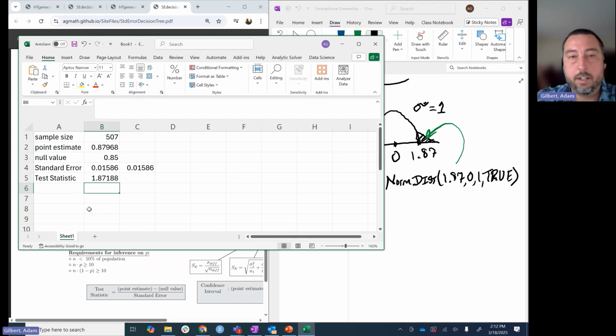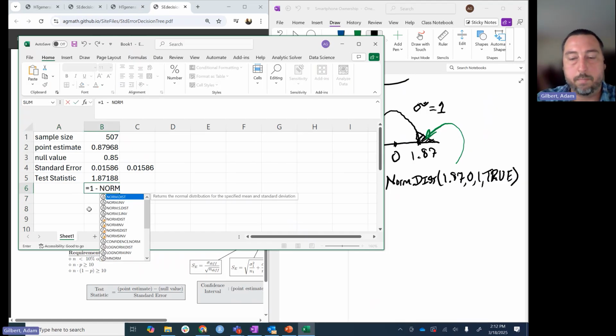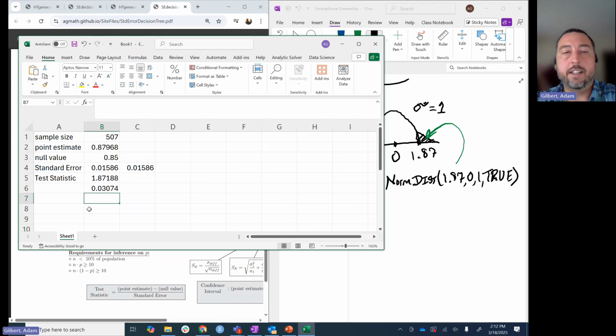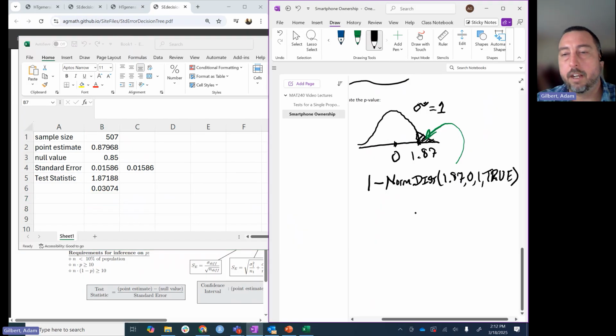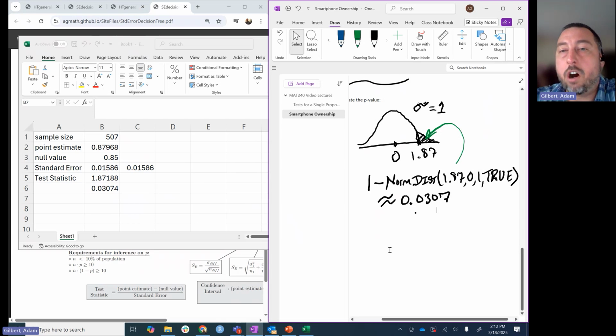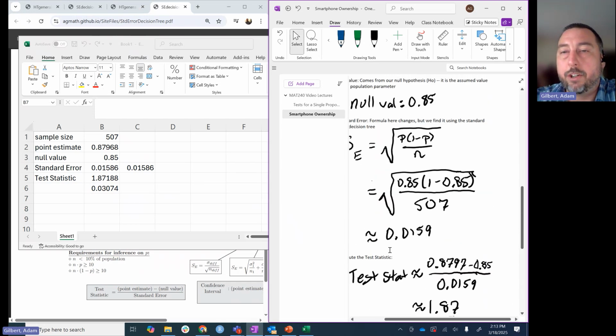So we'll use equals 1 minus NORM.DIST, 1.87 with a mean of 0 and a standard deviation of 1, and then TRUE always as that last argument. And we get that that area is about 3%, 0.0307. So we'll track that back down here. So this is about 0.0307.